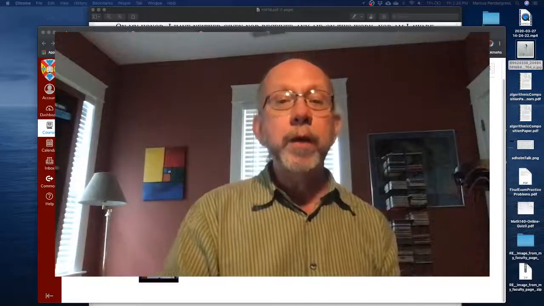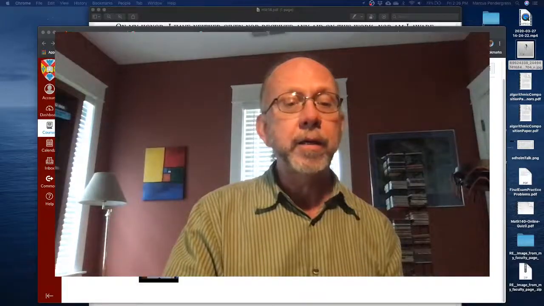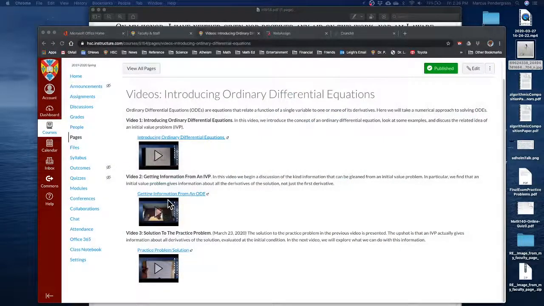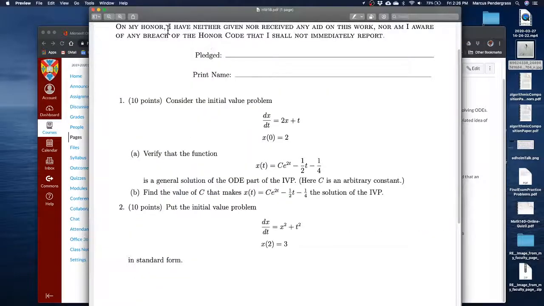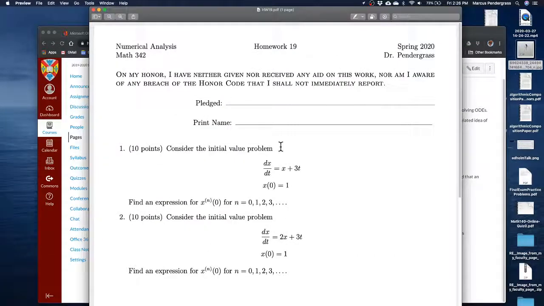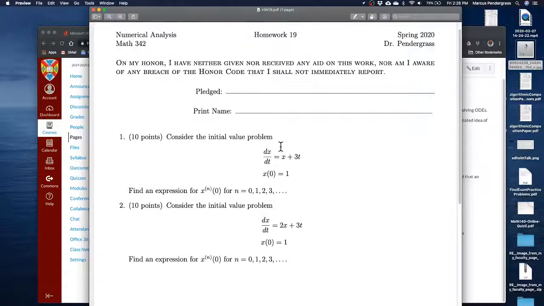There's another homework due Monday, that's homework 19, and let's pull that up if we can. So homework 19 takes us a little bit further. In the subsequent videos, we talked about the fact that an initial value problem gives you information about really all the derivatives of the function evaluated at the initial time. And so in this homework, I'm asking you to extract that information from 2 different initial value problems.